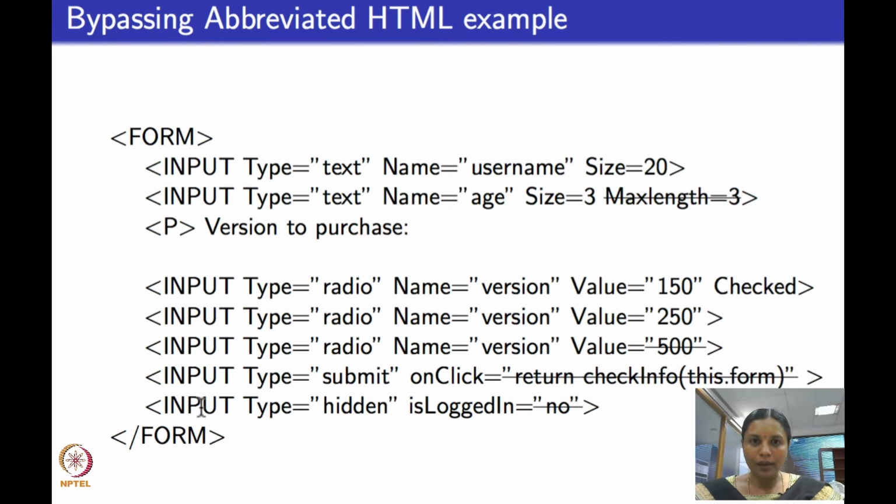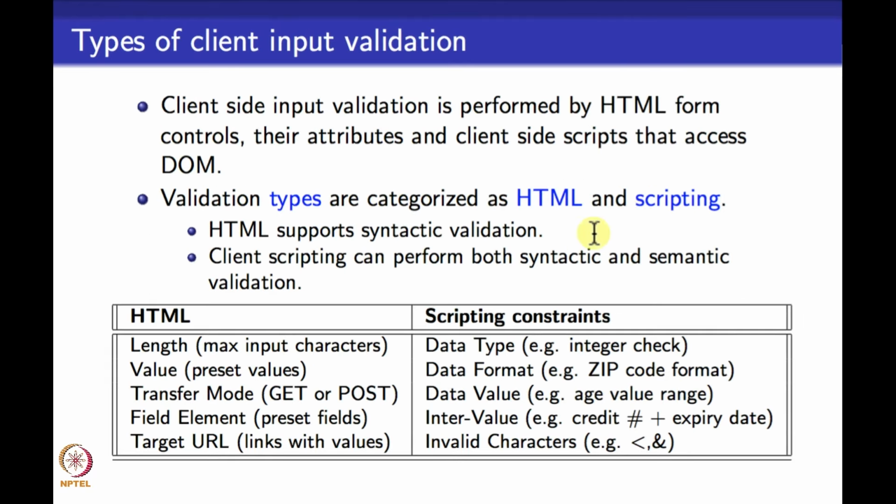I'll go back to the example. For example, I told you, if I enter a name, I can give a restriction on its size. I can tell you what characters I accept. So typical HTML validation is I can set a length which gives me the maximum length of the input characters. I can set a fixed value which is preset to that value. I can describe the transfer mode, is it a get or a post? I can describe the various preset field elements. I can describe a particular target URL. These I can describe directly with HTML.